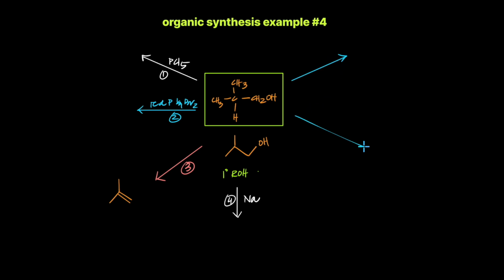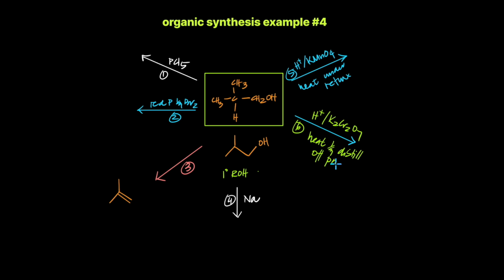Okay, 5 and 6. Let's say in 5, I say add acidified KMnO4 and heat under reflux. That's reaction number 5. And reaction number 6, I say take acidified dichromate, Cr2O7, but in this case you heat and distill off product immediately, and you're going to make these different compounds. You might say, well, where do I make them? Well, simple, in the box.